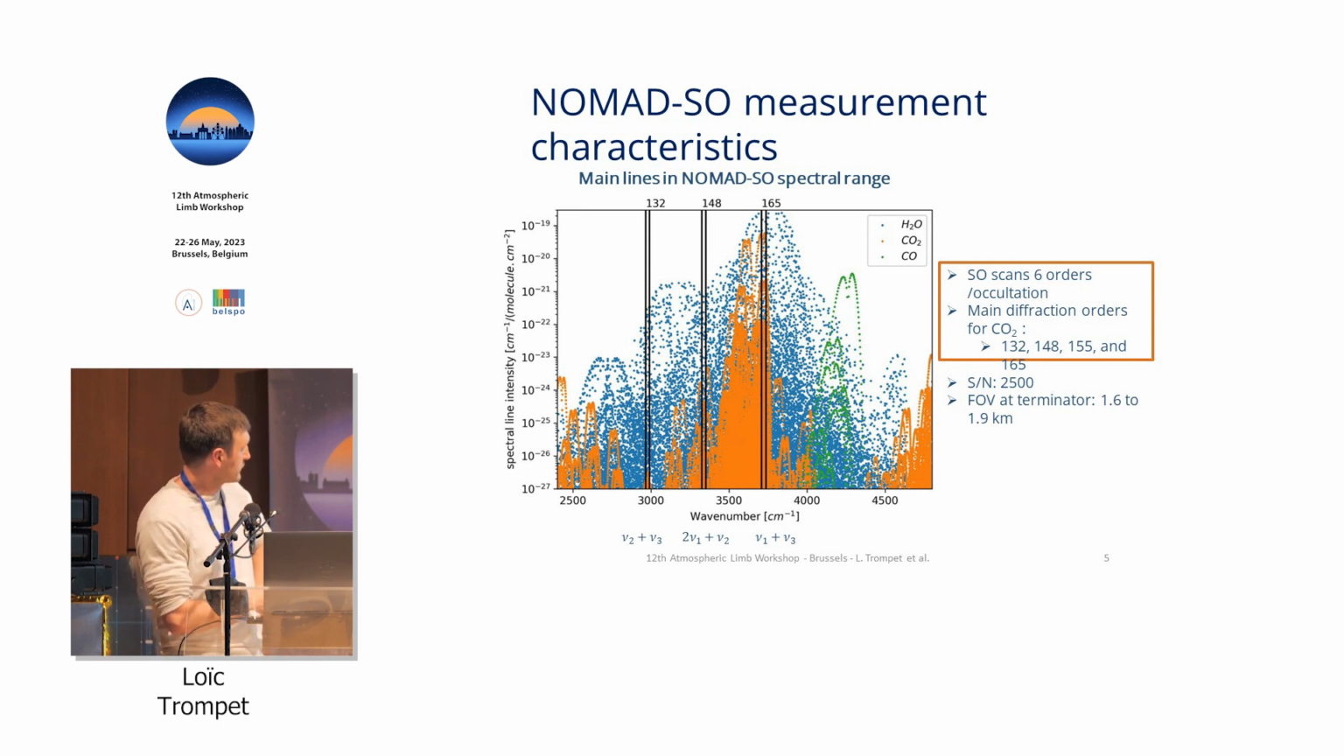Then you have diffraction order 148, which is here. Those ones are used for the mesosphere, so that's the one I will be mostly using for this presentation. And you have the strong CO2 lines at 2.7 micrometers, and those ones are used for scanning the thermosphere.